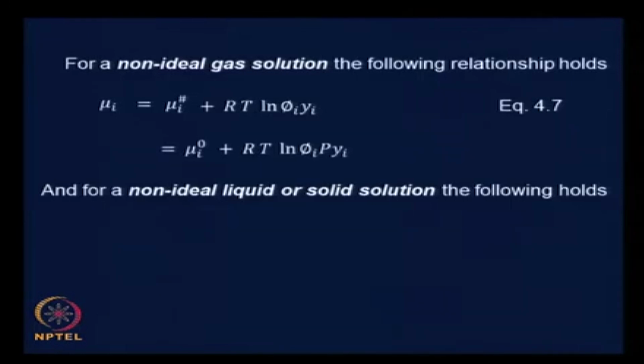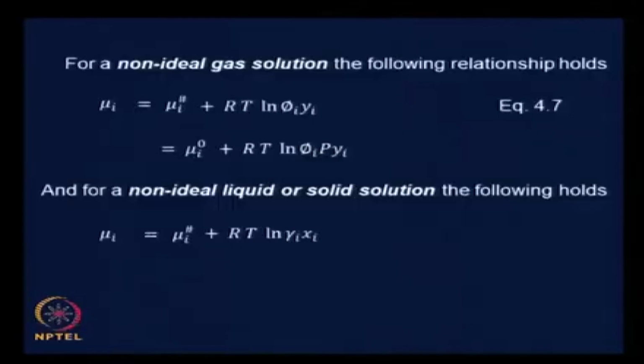And for a non-ideal liquid or a gas solution, you could have this mu I in the same form: mu I equals mu I hash plus RT ln gamma I times xi, where gamma I brings in the non-ideality of the solution. And what did we mean by non-ideality? If you go back, we said that if you put in various components, then the weighted average of their properties may not equal the actual property of the solution itself. So that is the non-ideality that we are talking about.